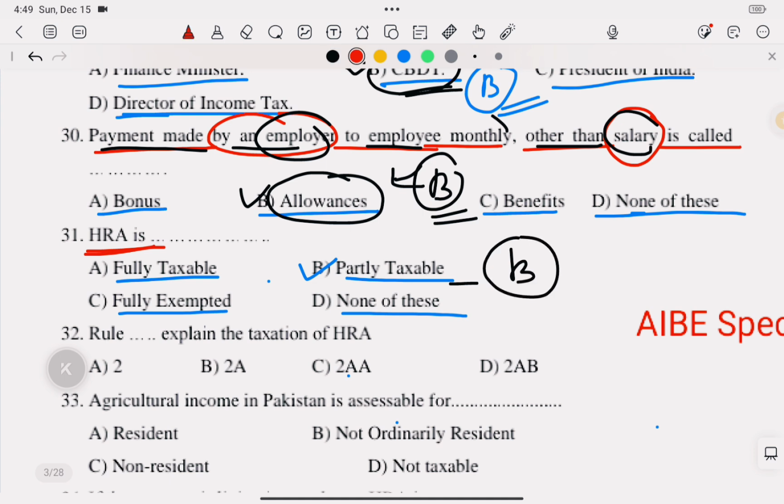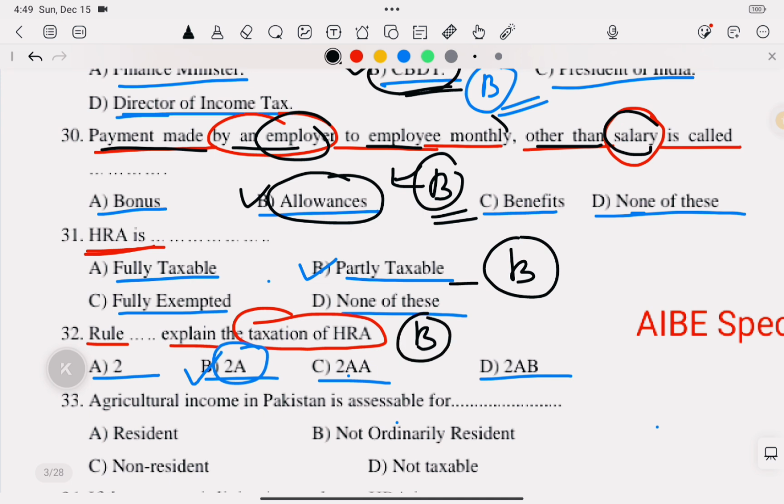So the next question is, rule dash explain the taxation of HRA, that is house rent allowance. Let's see the options. Options are A, 2A, 2AA, and 2AB. So in this case the correct option would be our option B, that means rule 2A of the IT Act explains the taxation of HRA. Okay, so now moving to next question.